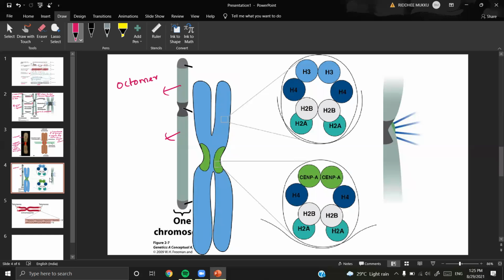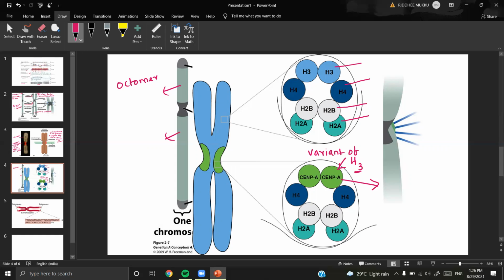the octamer proteins are going to have two H3 proteins, two H4 proteins, two H2A proteins, two H2B proteins, but the centromere is going to have the variant of the H3 protein, okay, a variant of histone H3. And that variant of H3 protein found in the centromere is called CENP-A, or we call it simply CENH3. This is a variant of the H3 histone protein that is found only in the centromere area.